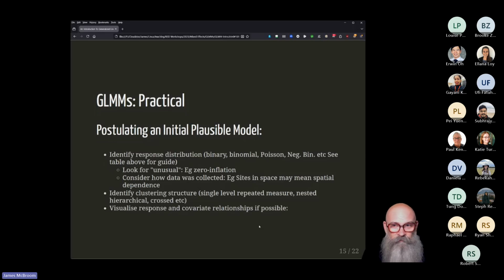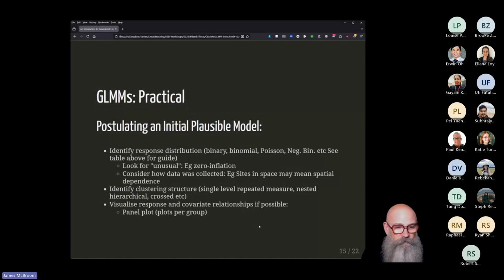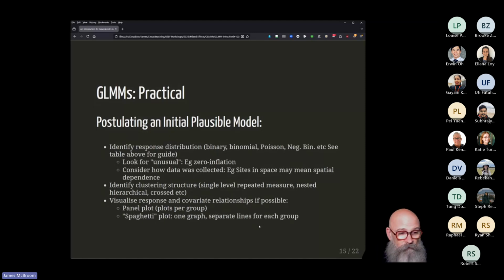Visualize the response in some way. These are all just tips, right? These are general modeling tips, not just limited really to GLMMs, to be honest. Visualize the response and the covariate relationships if possible, and if it makes sense to do so. Panel plots, which is a plot per group, are often useful. What they call spaghetti plots, where you have a line for each of the groups, and some people say it looks like spaghetti.